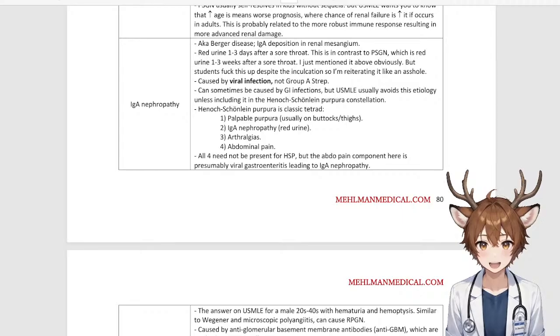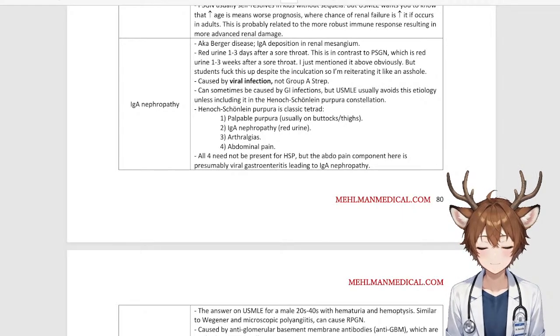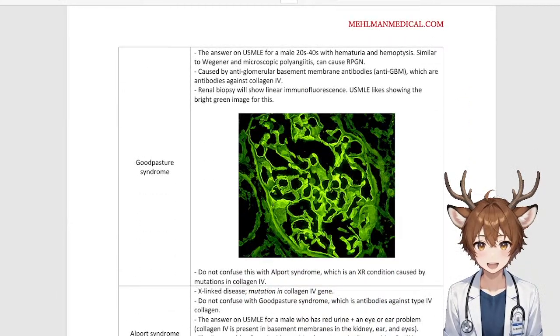For IgA nephropathy, we end on presumably viral gastroenteritis leading to IgA nephropathy, if you have some of the tetrad, basically. Let's talk about Goodpasture syndrome now.